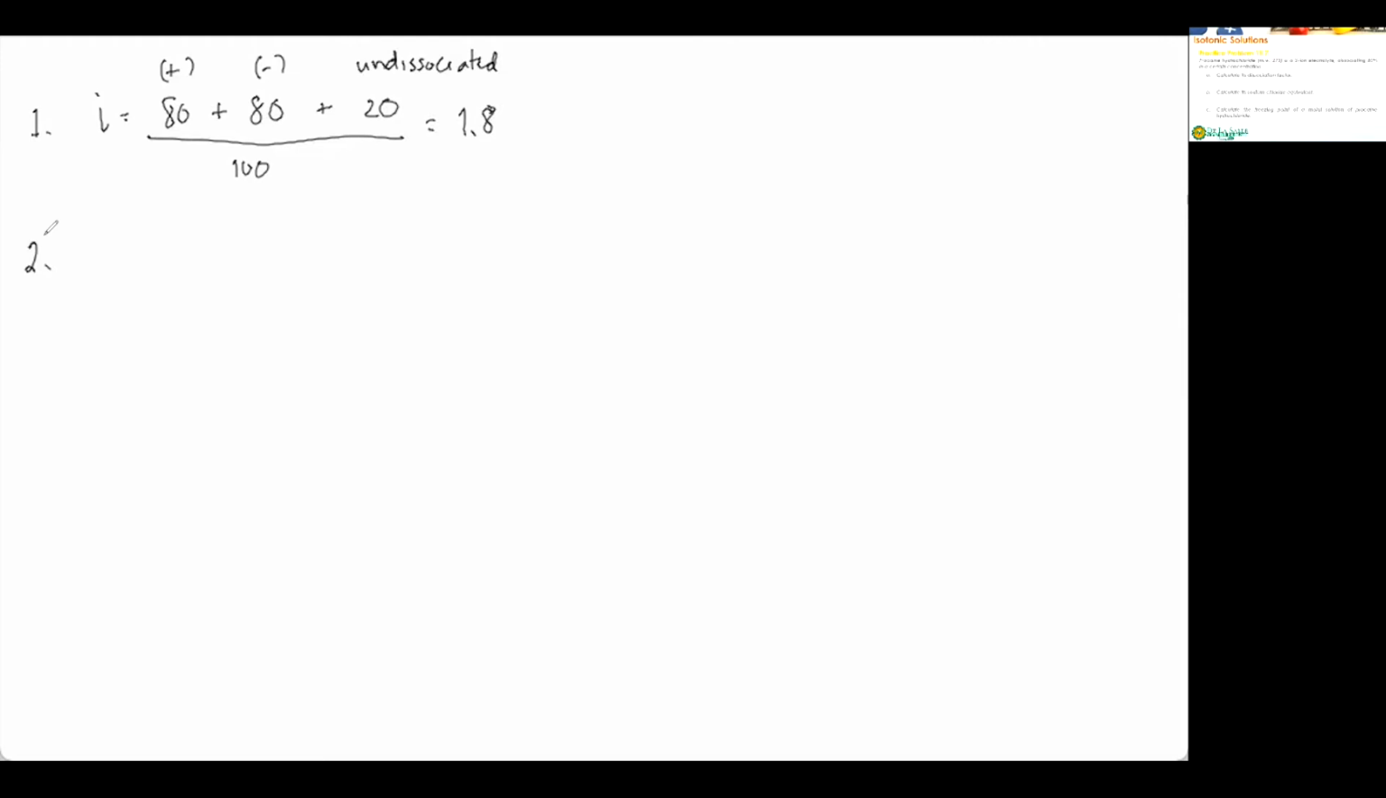Next, we calculate its sodium chloride equivalent. So the E value is equal to the molecular weight of sodium chloride, which is 58.5, divided by the I value of sodium chloride, which is 1.8. And then we multiply this by the I value of procaine hydrochloride, which is also 1.8, and divide this by the molecular weight of procaine hydrochloride, which is 273. Take note that the I values of sodium chloride and procaine hydrochloride are the same, so we simply cancel them out. So the E value is equal to 0.214.